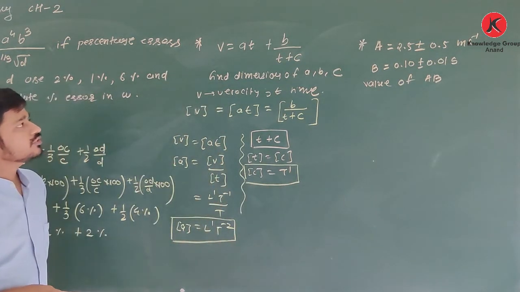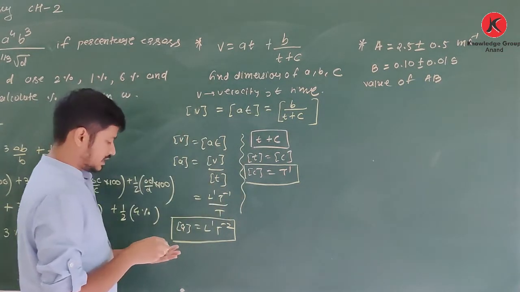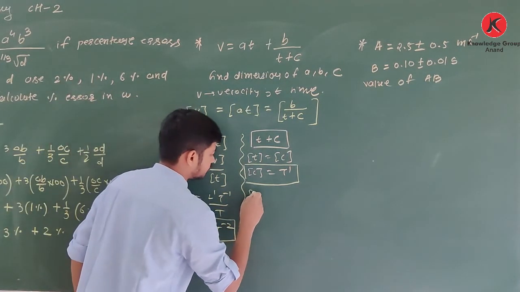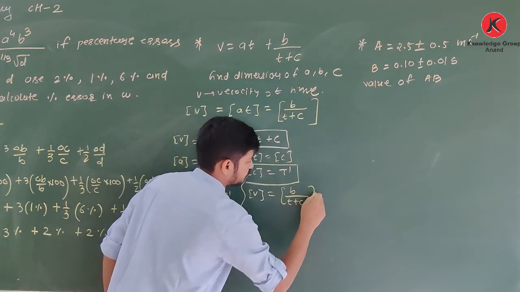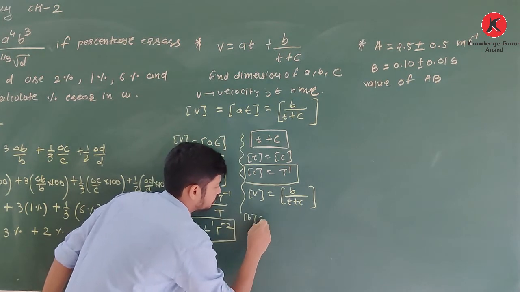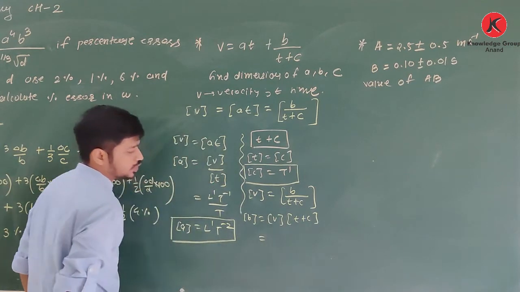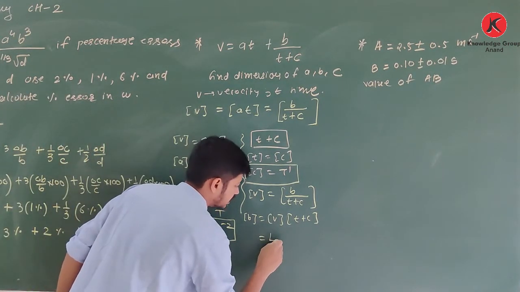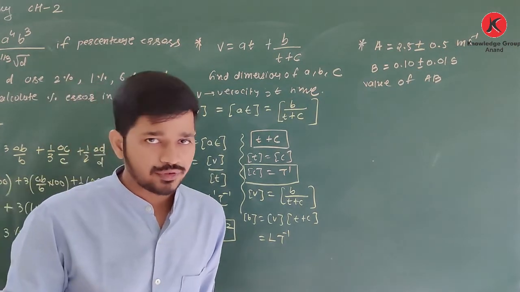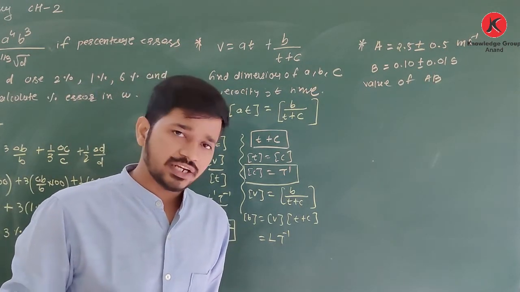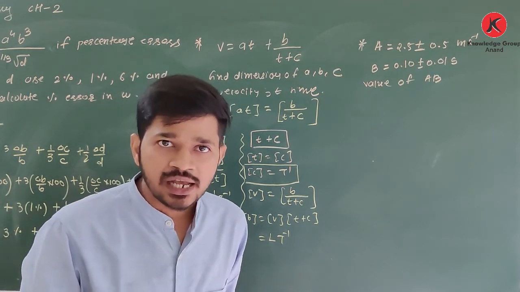Now how to find the dimensions of B? See, I can make B the subject. If I compare this, the dimension of V is equal to the dimension of B upon (t plus C). So the dimension of B is equal to the dimension of V into the dimension of (t plus C), which is L T minus 1 into (t plus C). For example, M1 is equal to 5 kg, M2 is equal to 10 kg, so their addition is 15 kg.